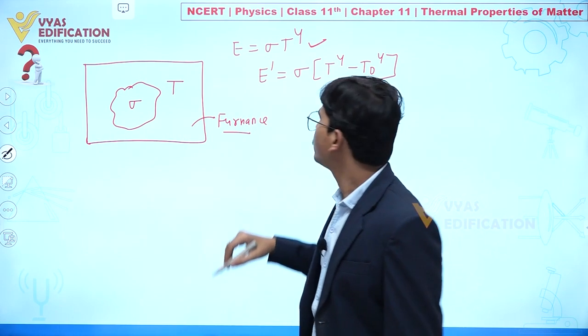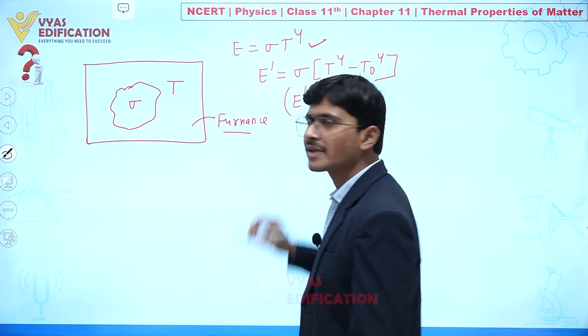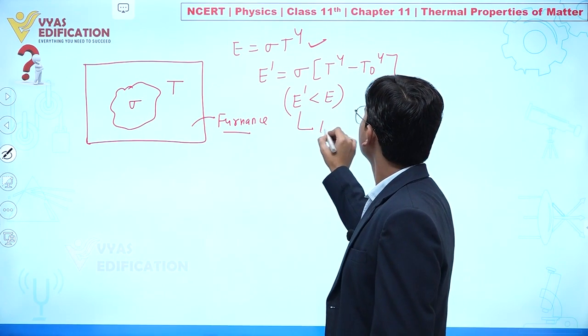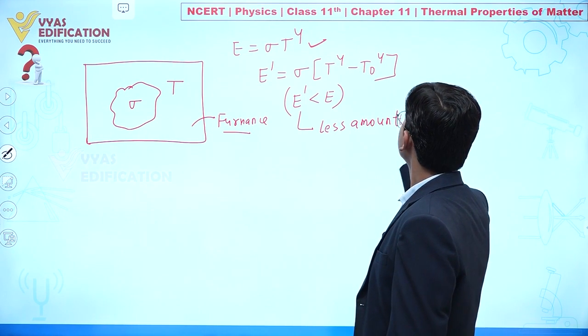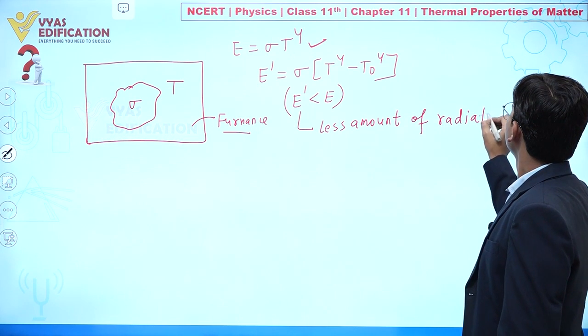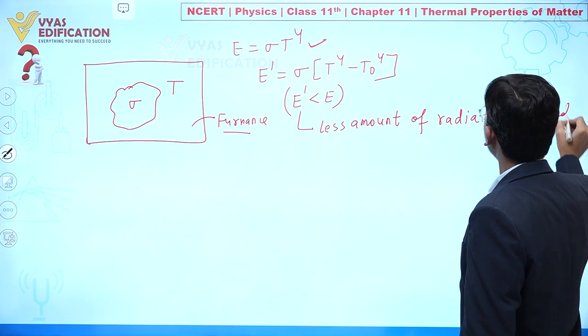Clear? At that time you can directly observe this E dash value is less than E. So when the E dash value is less than E, it means less amount of radiation is emitted. So we can say the optical pyrometer will provide you a low value.